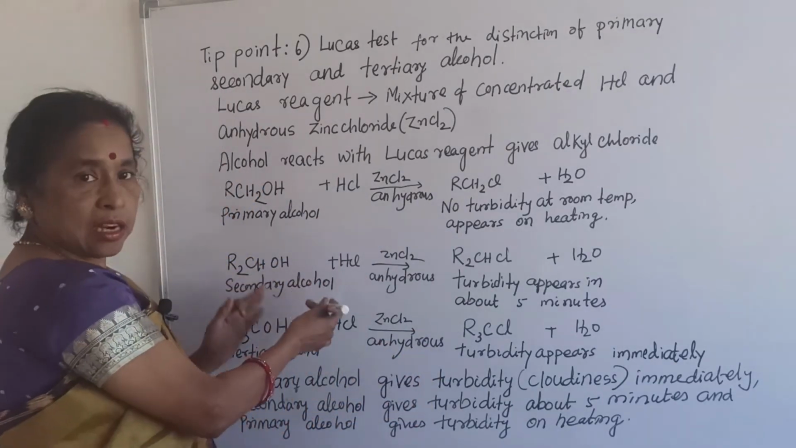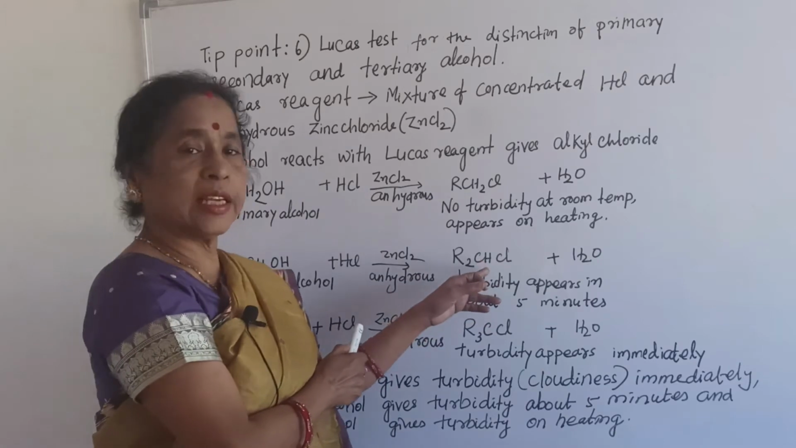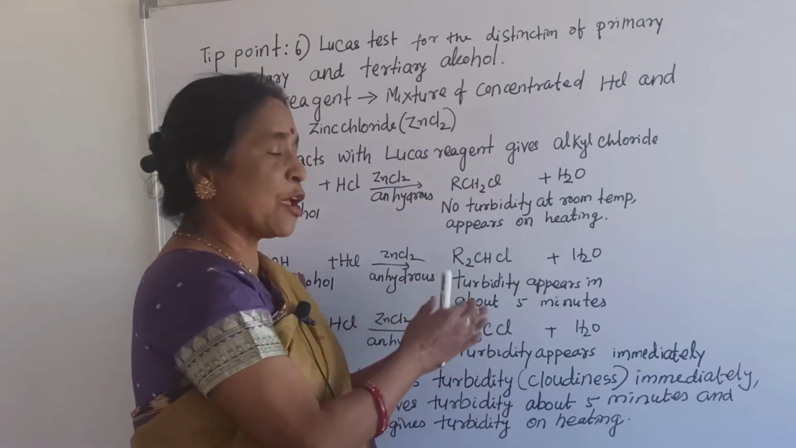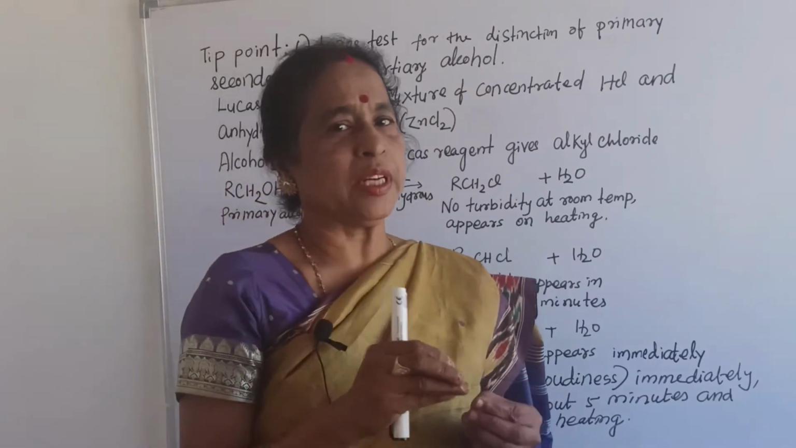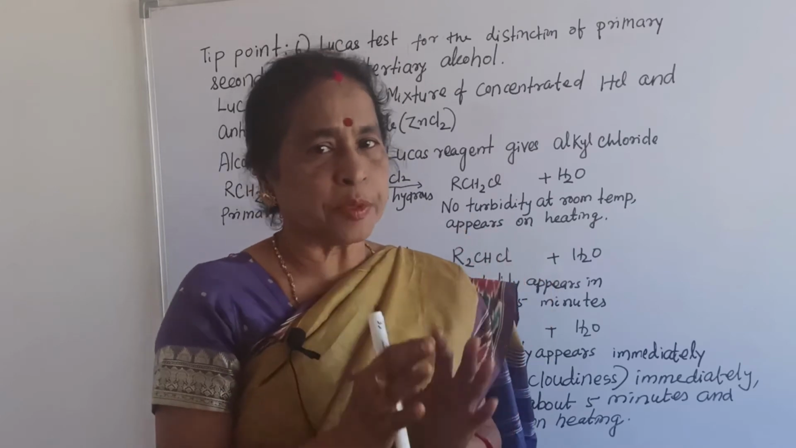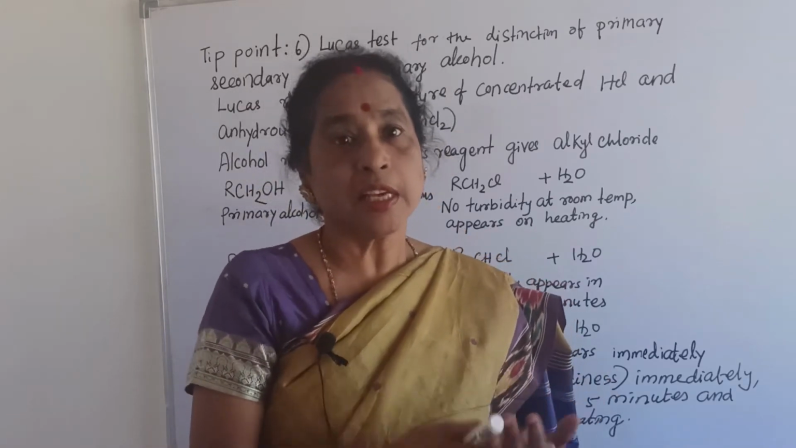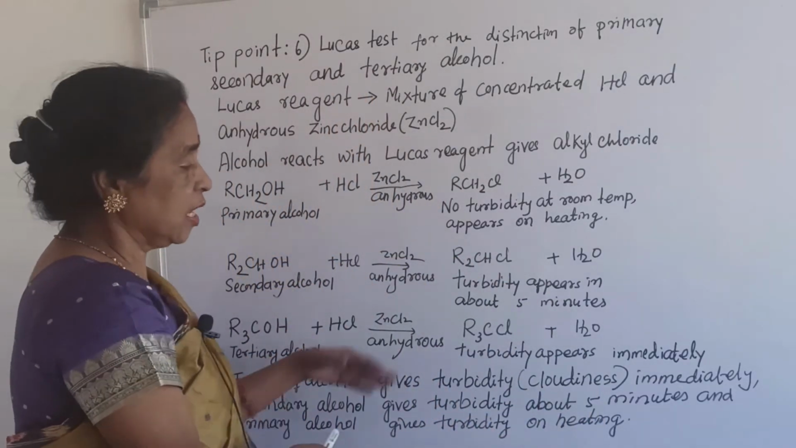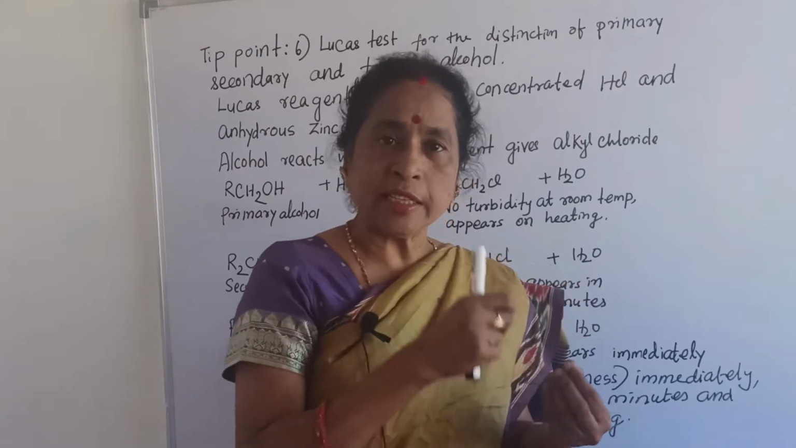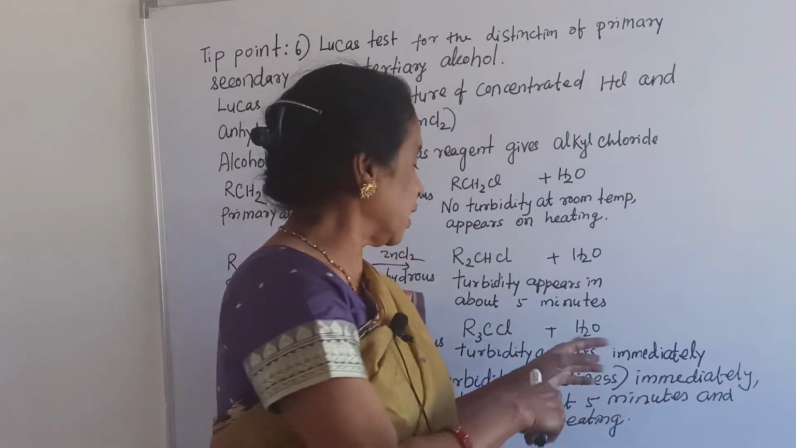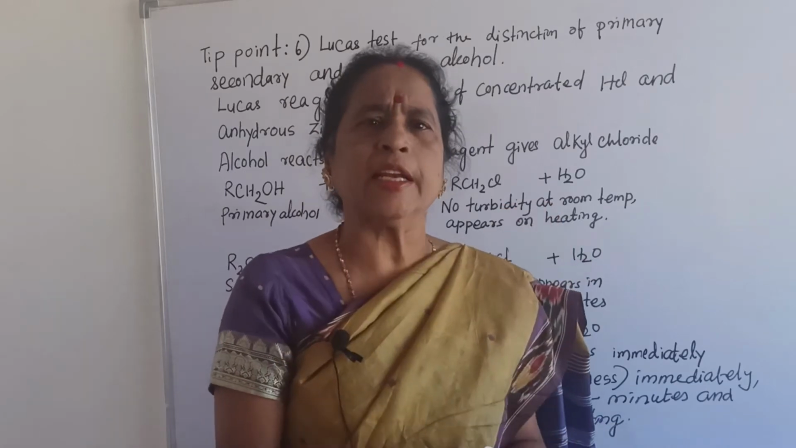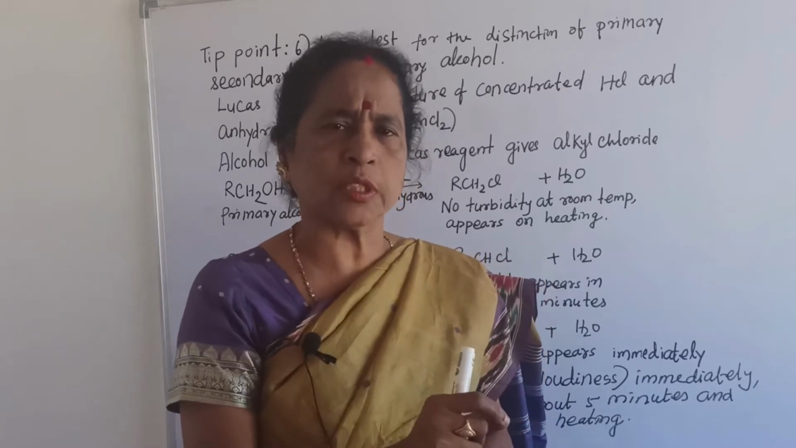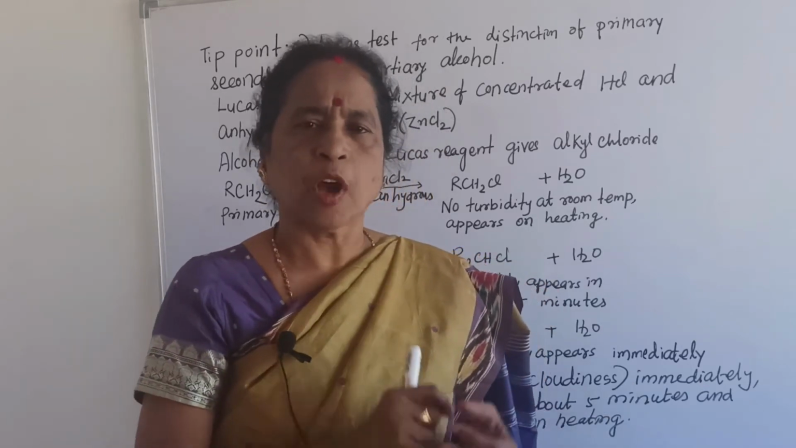Similarly, secondary alcohol gives the secondary alkyl halide. Here you see the turbidity appears in about 5 minutes. Within 5 minutes, the cloudiness or turbidity appears. Then you can say, yes, it is secondary alcohol. If it is tertiary alcohol, it gives tertiary alkyl halide, and immediately the turbidity appears. Immediately, that means within 1 or 2 seconds, cloudiness or turbidity appears.